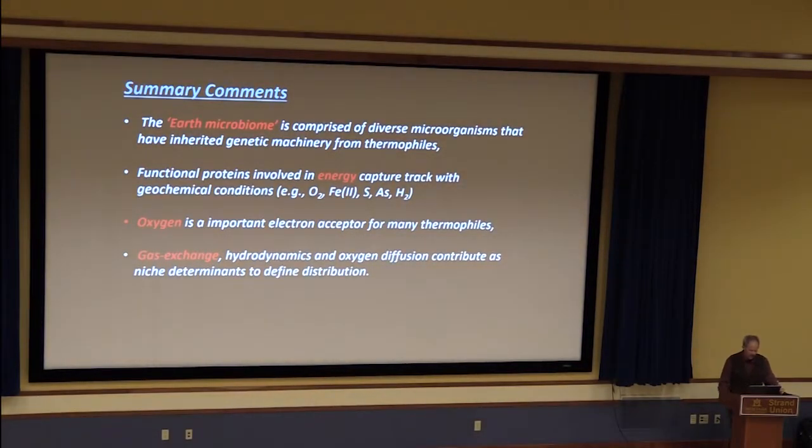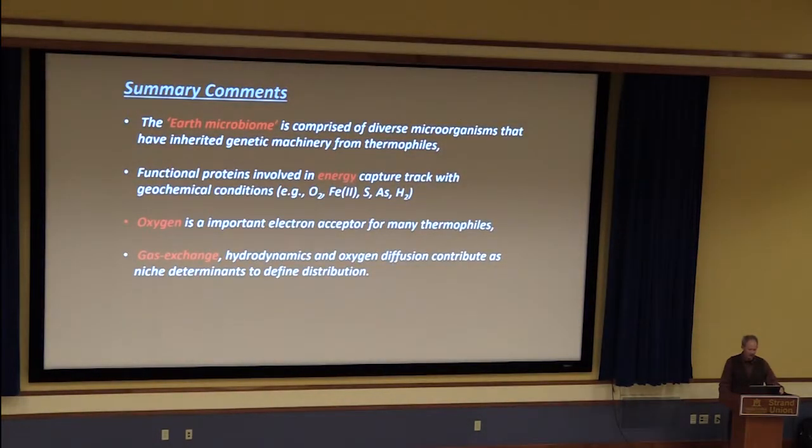So, in summary, if you look at the Earth microbiome, it's comprised of a lot of diverse organisms, and there's a lot of evidence that would suggest that the genetic machinery has been inherited from thermophiles. Thermophiles likely came first. Of course, there are people who believe that life originated in cold environments, and there is that argument in the literature. But I'll stick with the isotopic record and the phylogenetic record, which suggests that thermophiles are very, very near the base of the tree of life. And if you trust the tree of life, those near the base are closer to the origin.